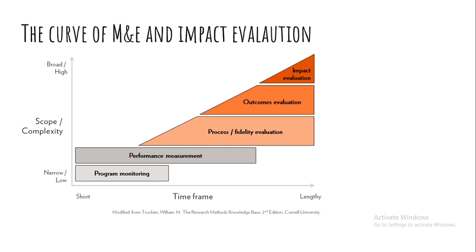Then we have outcome evaluation. You see that its complexity goes higher, so it's more complex. You're evaluating the outcomes of the project or intervention, and it's also done over a longer length of time. These are done after about 3 years or 5 years of project implementation.